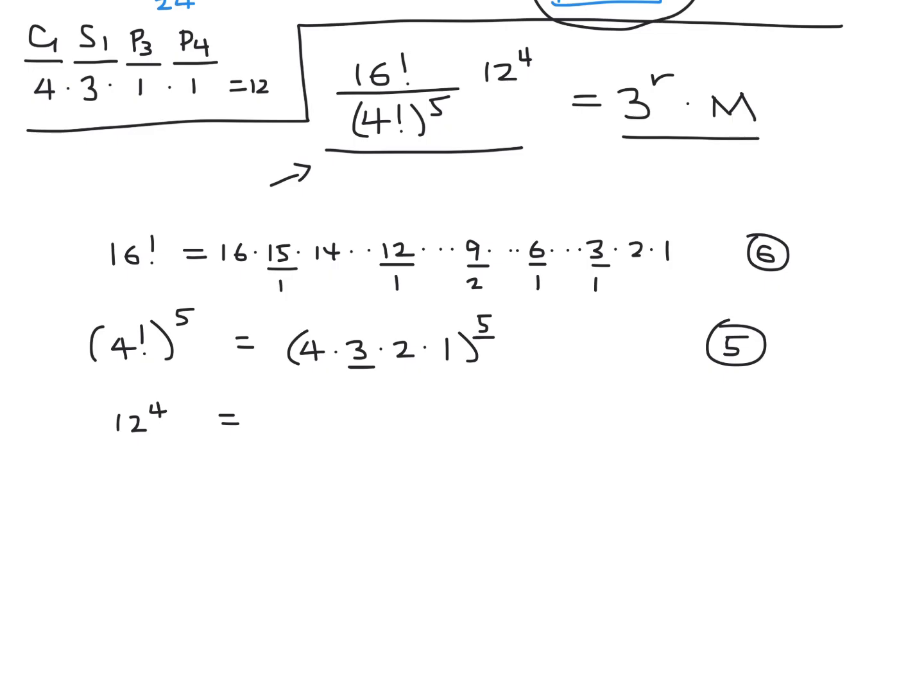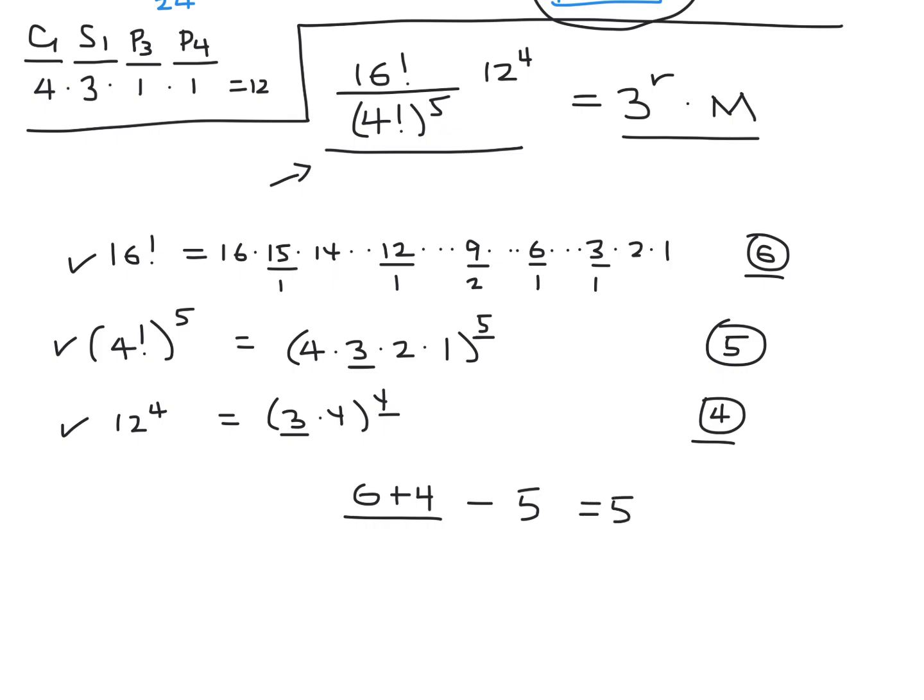So 12 is basically like 3 times 4, correct? All to the power of 4. So there's only one factor of 3 in a 12, and then since it's a power of 4, that'll be 4 of those guys. Okay, so that's it. Now, the numerators are this guy and this guy, so we add those, so it'll be 6 plus 4. And the denominator, which is this guy, that one, we would subtract, which is a 5. So 6 plus 4 minus 5 is 5. 5 is what this is, 3 to the power of 5.